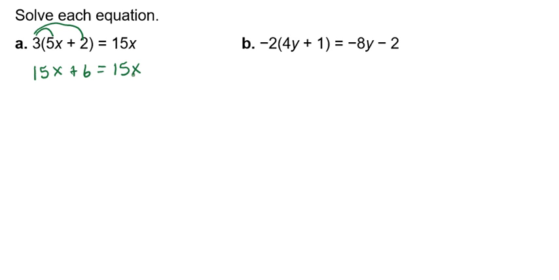We have a variable on both sides, so we need to move one of the variables over to the other one. So let's move this one because it's on the left, so why not? So we're going to subtract 15x, and we're subtracting it because it's the inverse operation that will make that go away. And that's going to leave us with 6 equals, and then 15 minus 15 is 0.